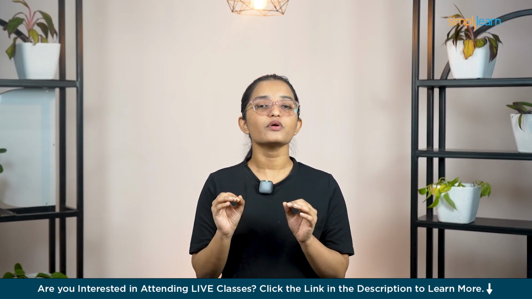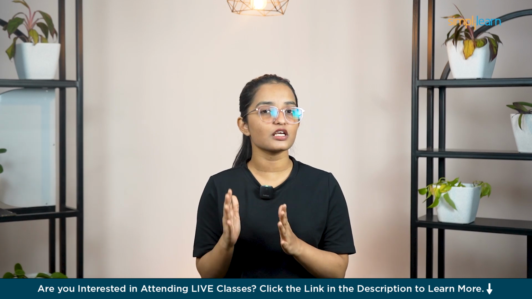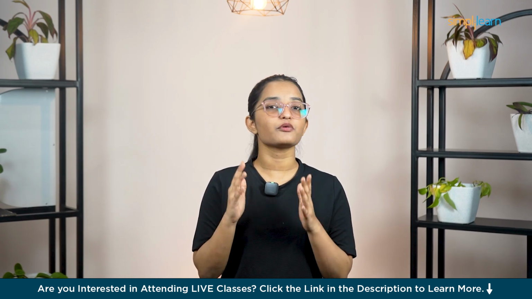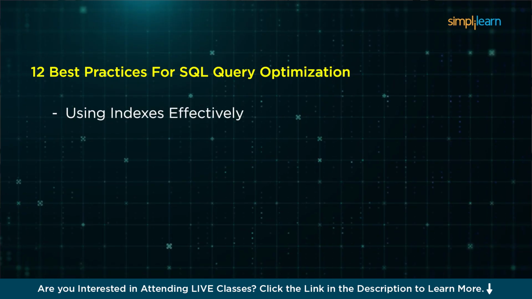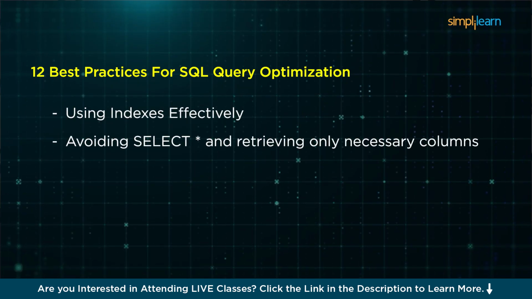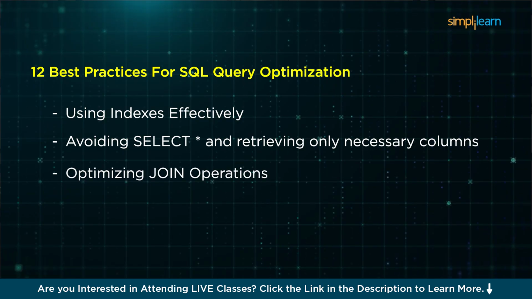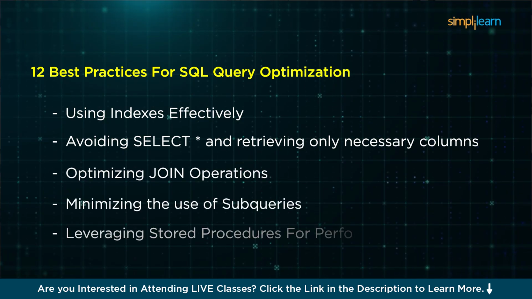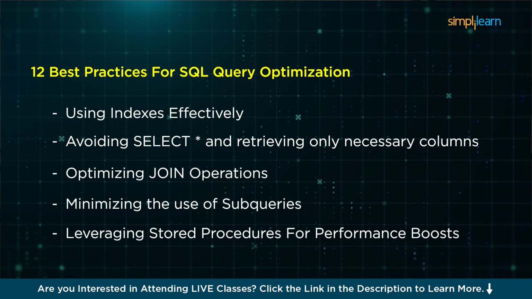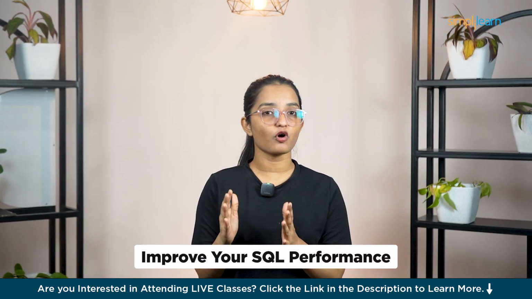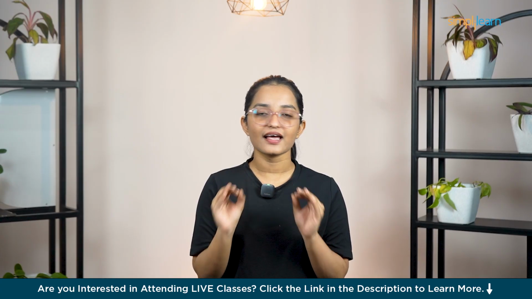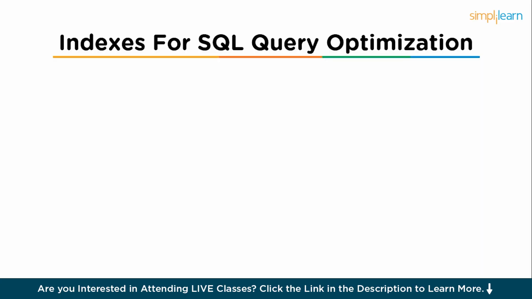So in this video, we will explore the 12 best practices for SQL query optimization that will help you write faster, more efficient queries, such as using indexes effectively, avoiding SELECT * and retrieving only necessary columns, optimizing join operations, minimizing the use of subqueries, and leveraging stored procedures for a performance boost. By the end, you will have practical strategies to improve your SQL performance and ensure your queries run at lightning speed.